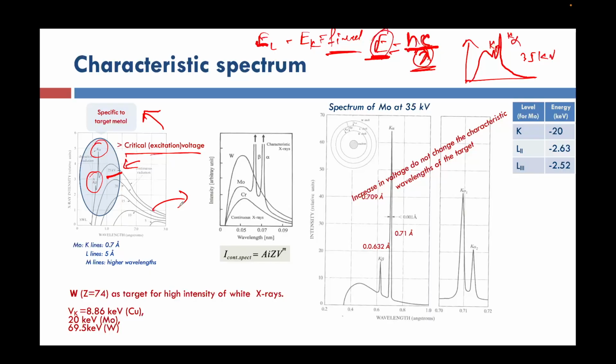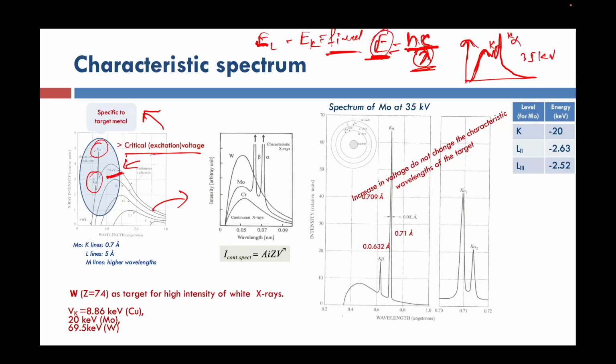So I am getting characteristic radiation. But what will happen if I keep on increasing the excitation voltage? That means my voltage is still sufficient enough to knock out a K-shell electron in the molybdenum case. But in that case, what will happen? If I increase my excitation voltage, the intensity of my continuous spectrum, or the white radiation, will increase, and will shift towards the left.